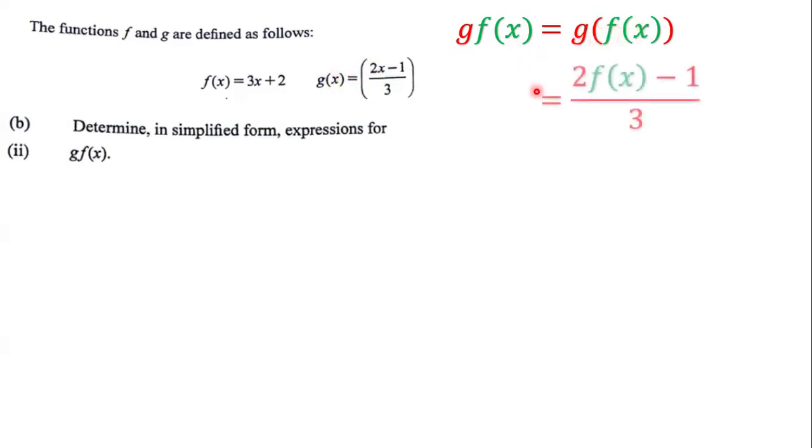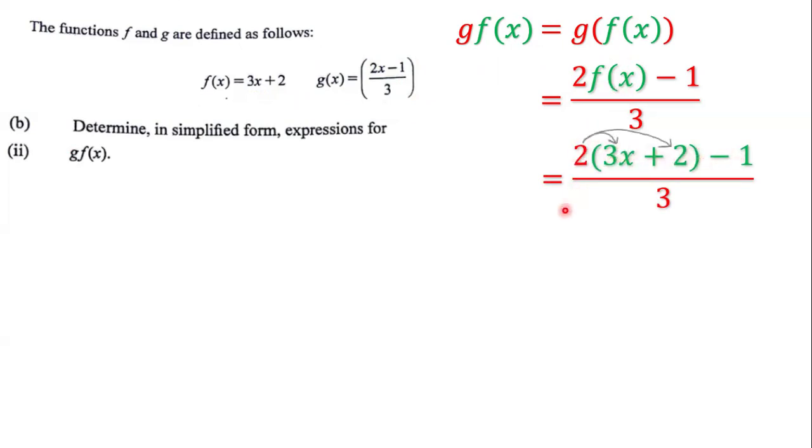And so what we have here is 2x minus 1 all over 3. But instead of putting x, we put f of x, because the function f is inside of g. But what is f of x? Well, f of x is equal to 3x plus 2. And so we have 2 times 3x plus 2, minus 1.